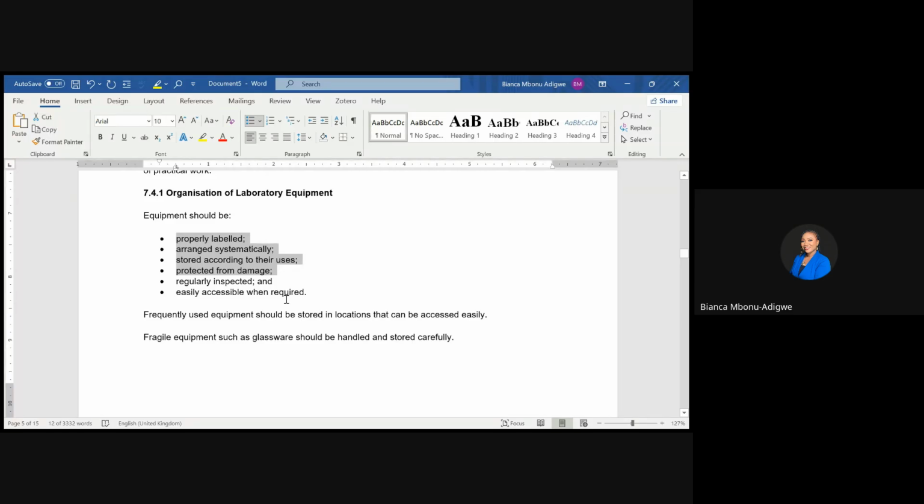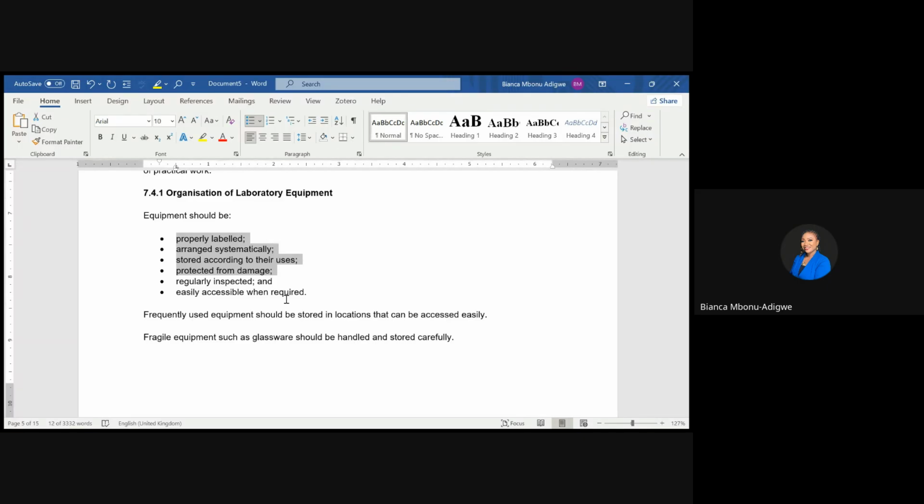Now, you cannot come into a laboratory and there is this glass jar with something inside it, and it's not labeled. So you don't know the liquid that is inside that glass jar. That is already a problem on its own. Because what will you call it? How will you test that liquid to know what it is? So everything must be properly labeled, must be arranged systematically, must be stored according to their uses.